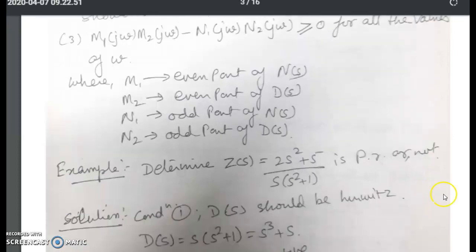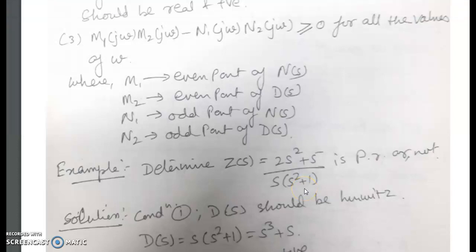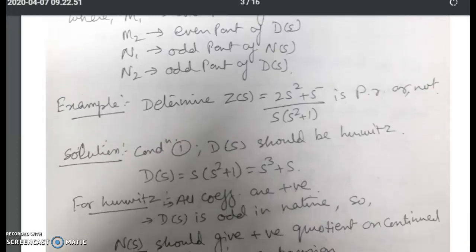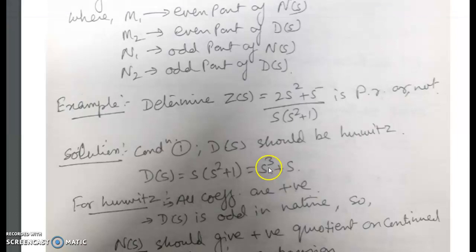Suppose we have to find whether this Z(s), which is equal to (2s square plus 5) upon s(s square plus 1), is positive real or not. Now, the first condition for the function to be positive real is that the denominator of the function should be Hurwitz. In this case, the denominator is s(s square plus 1), that means s cube plus s. For the polynomial to be Hurwitz, all the coefficients of the polynomial should be positive and all the terms should be present. But in this case the terms are missing. So the second condition is applicable.